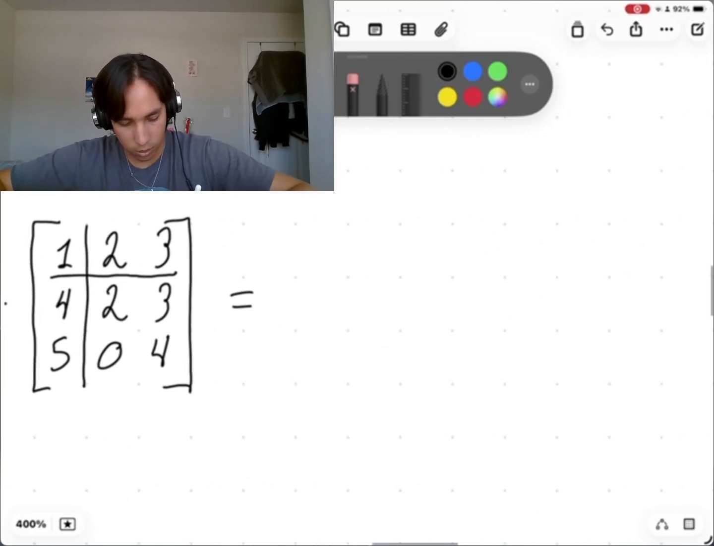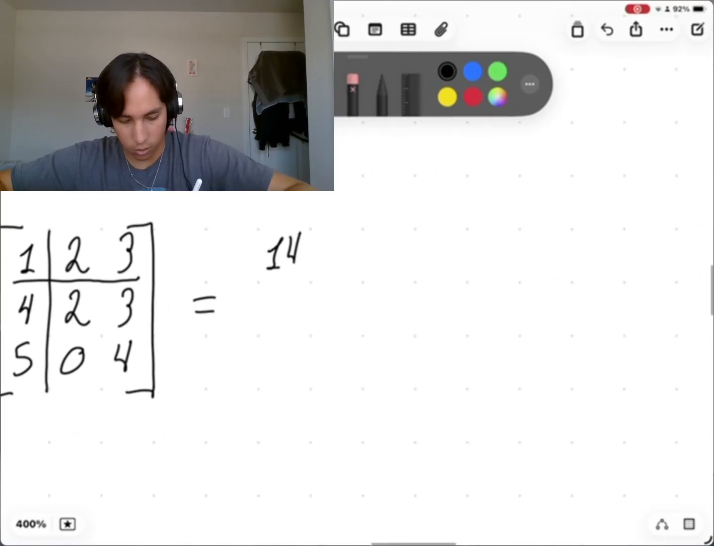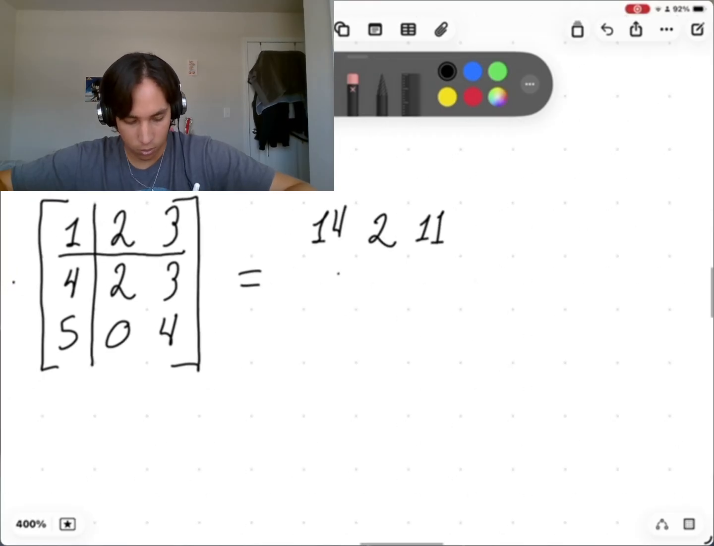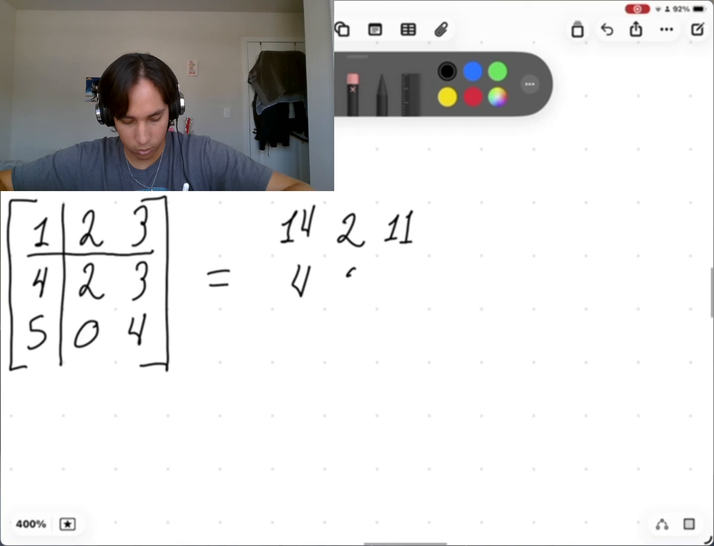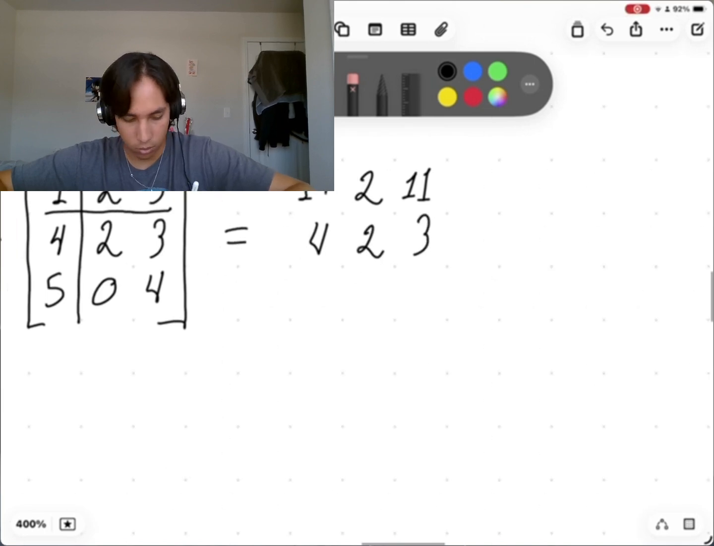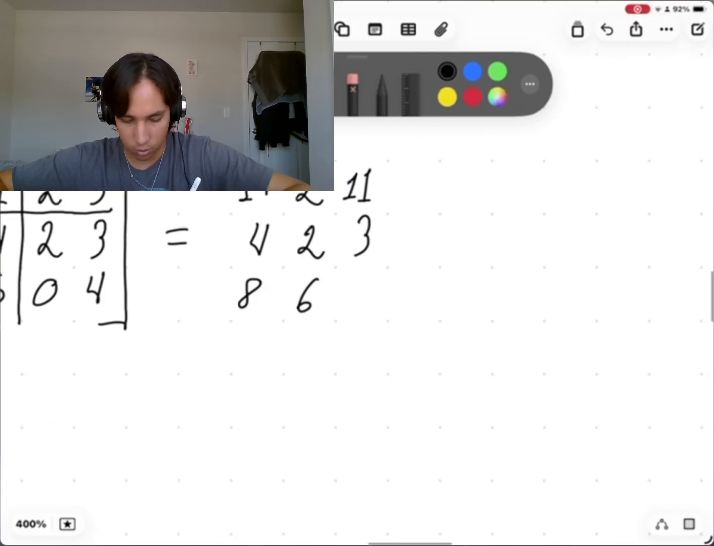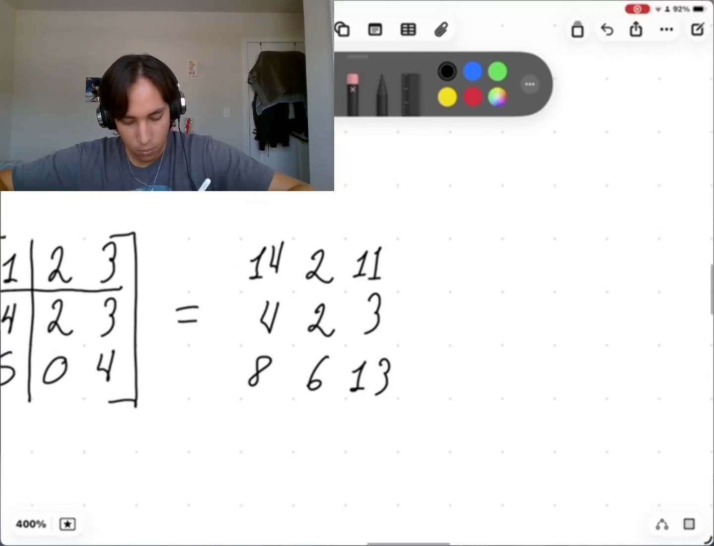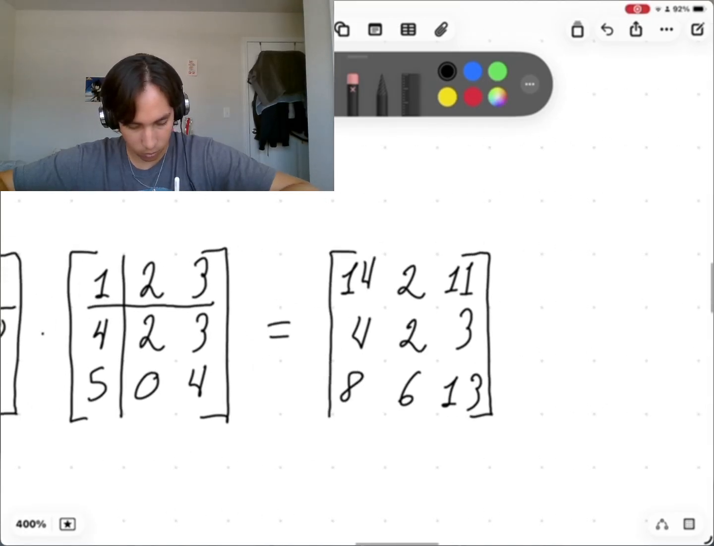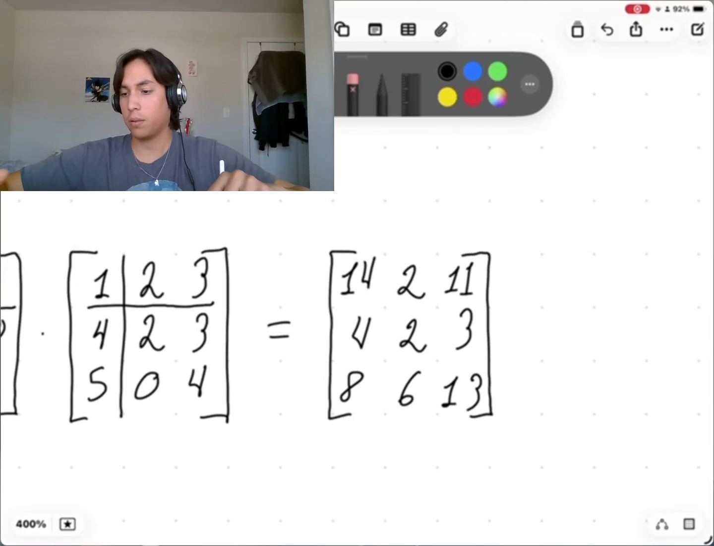and our resultant matrix is 14, 14, 2, 11, 4, 2, 3, 8. I think that's an 8. 6, 13. Okay.